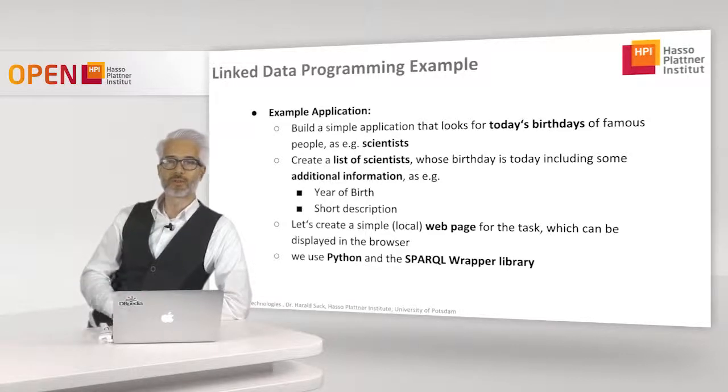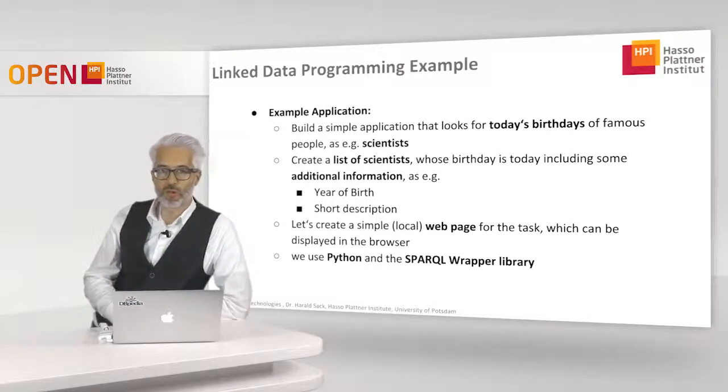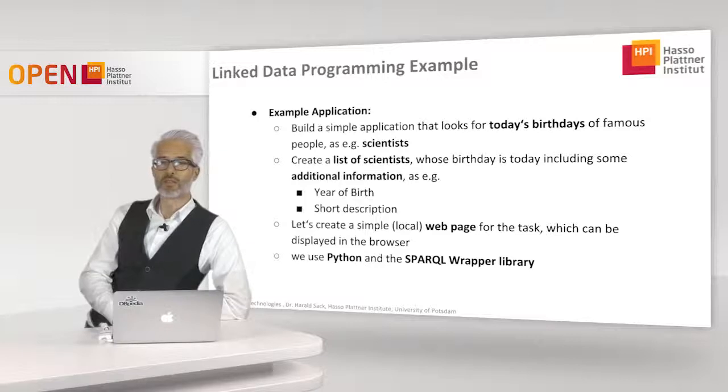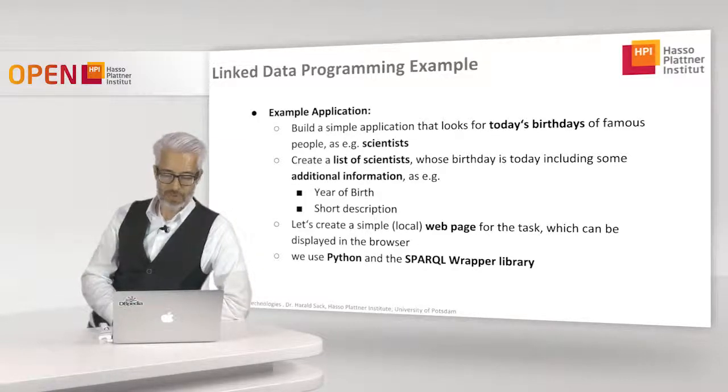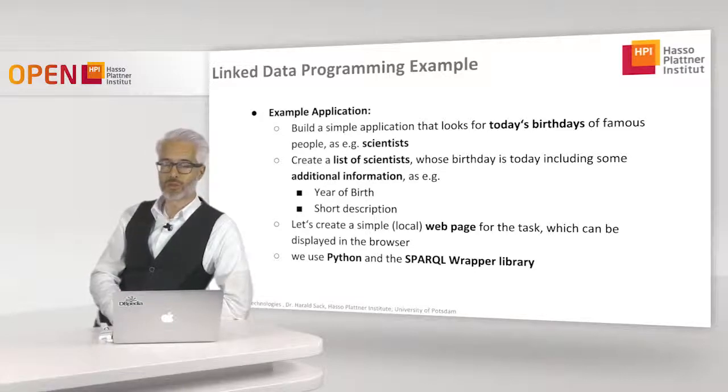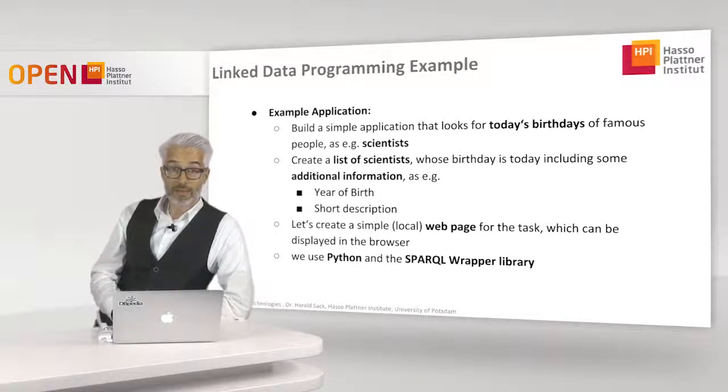So we want to create a list of scientists whose birthday is today, and we want to include some additional information, like, for example, the year of birth, and if available, we also want to include a short description, and maybe even we want to look for a picture of them. So how do we present this in the user interface?